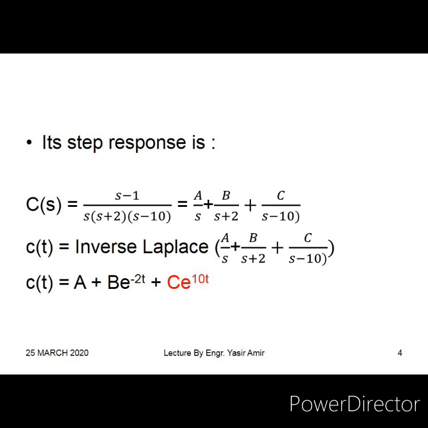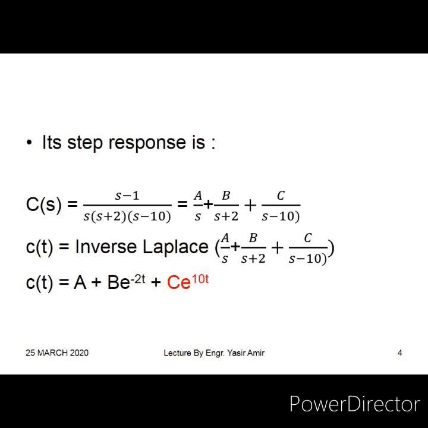That response of the system is shown over here in this slide: (s minus 1) upon s (s plus 2) (s minus 10). In order to solve it and convert it into time domain, we can split this into three partial fractions, making a partial fraction expansion. Now you can find the coefficients of the partial fraction expansion. You must have seen that in the previous lectures. I had given an exercise as well.